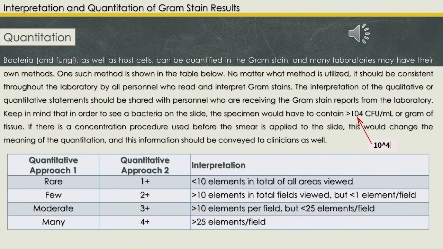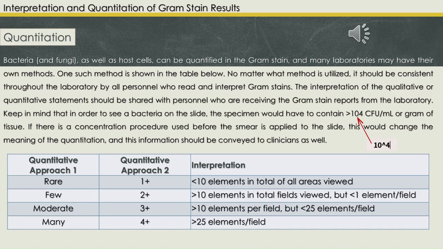Interpretation and quantitation of gram stain results. Bacteria and fungi, as well as host cells, can be quantified in the gram stain, and many laboratories may have their own methods. One such method is shown in the table below. No matter what method is utilized, it should be consistent throughout the laboratory by all personnel who read and interpret gram stains. The interpretation of the qualitative or quantitative statements should be shared with personnel who are receiving the gram stain reports from the laboratory.